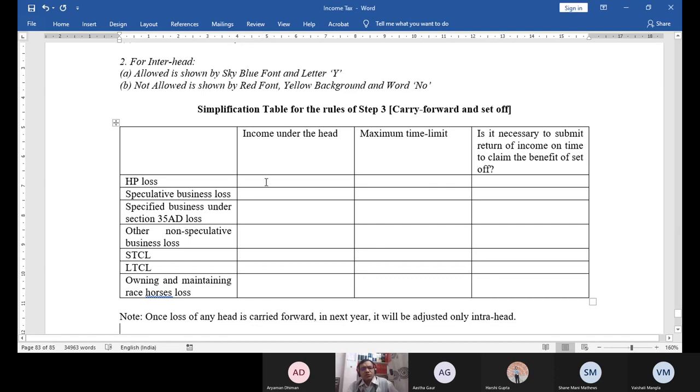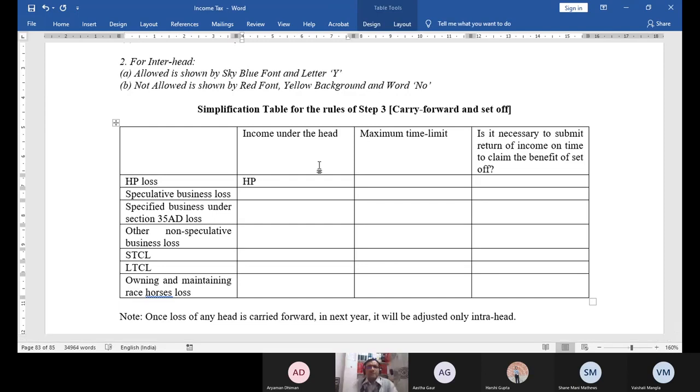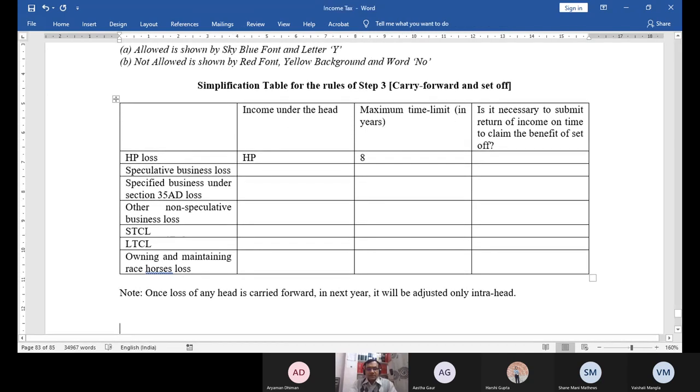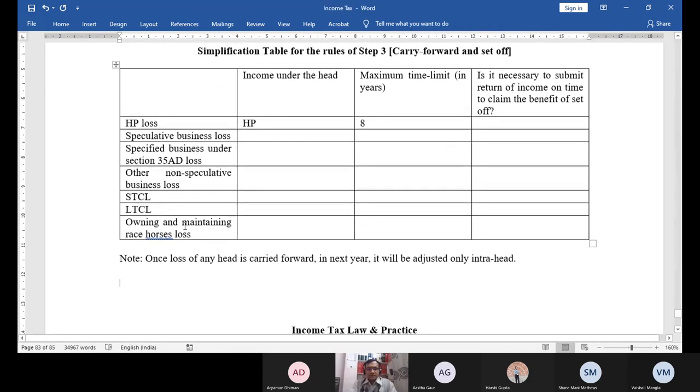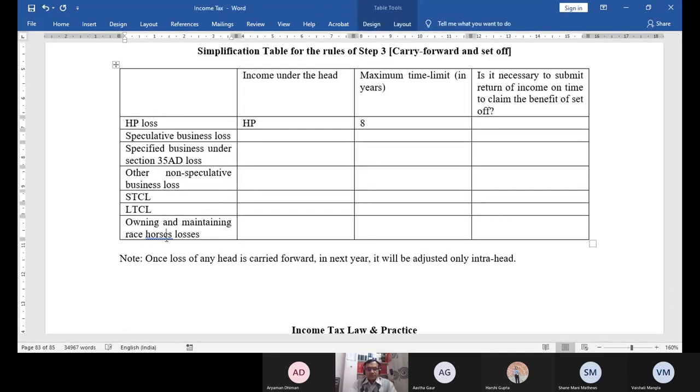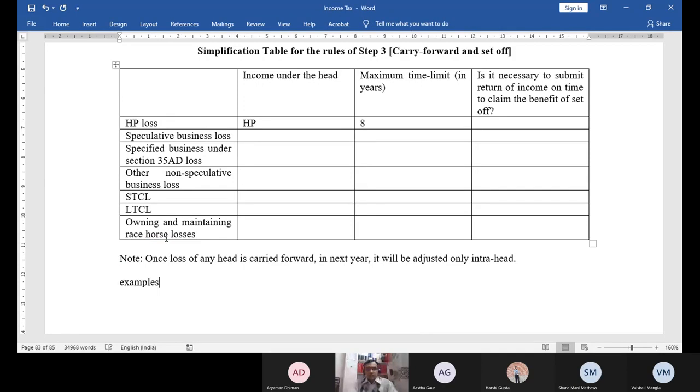Now, once HP loss is carried forward, in future it will be adjusted only against HP income, and the maximum time limit is 8 years. For example, I will now start discussing examples. Examples on carry forward.